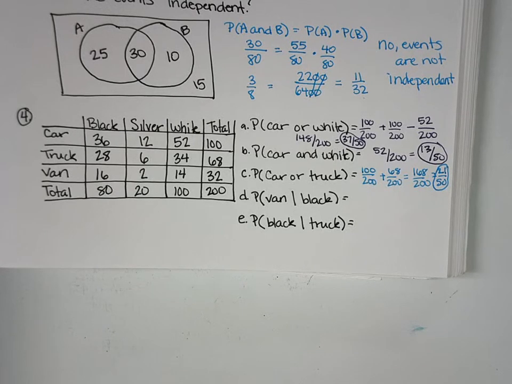Okay, this one's not up here, but I'm just going to ask it to see what you guys think. What's the probability of a black vehicle and a white vehicle?